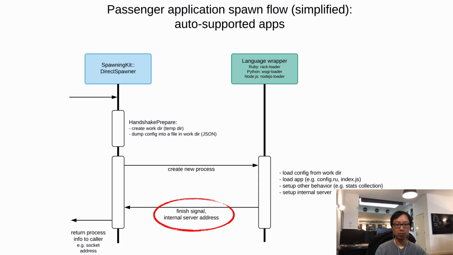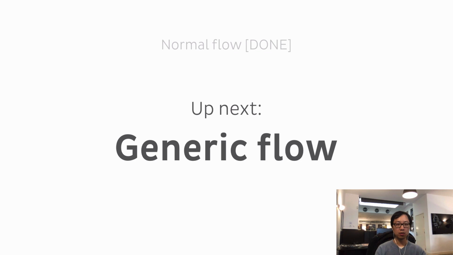Finally, the wrapper dumps its server address to a file in the work directory, and then it sends a signal back to Spawning Kit through a pipe in the work directory. Spawning Kit then cleans up the work directory and returns the information to the caller. So that was the normal flow for auto-supported apps.